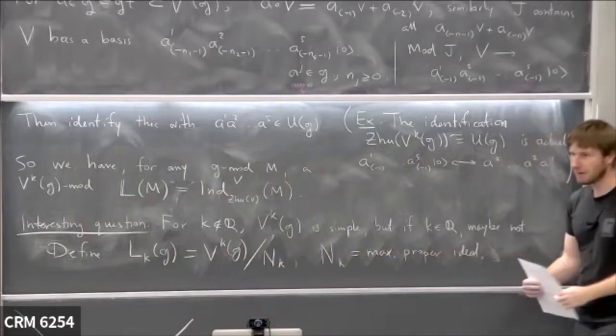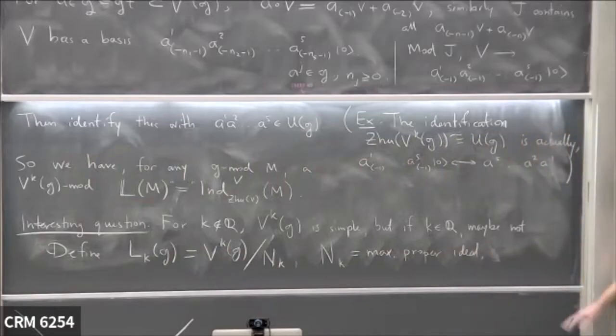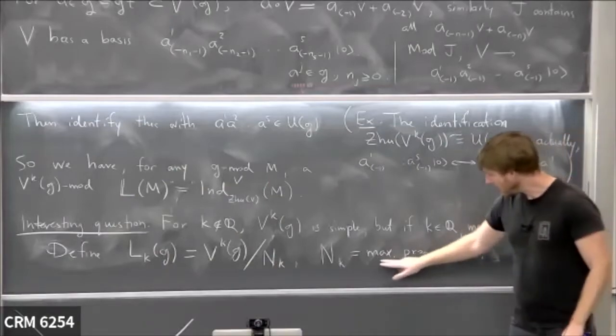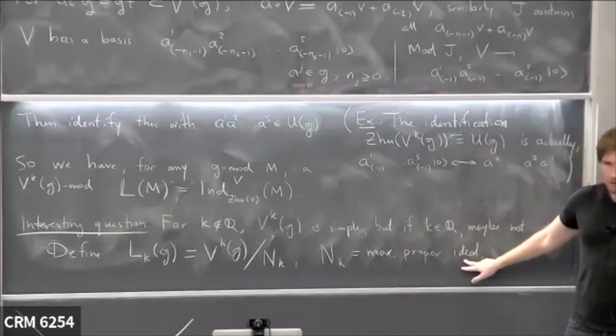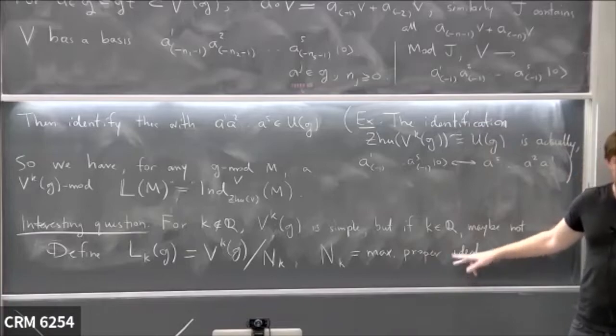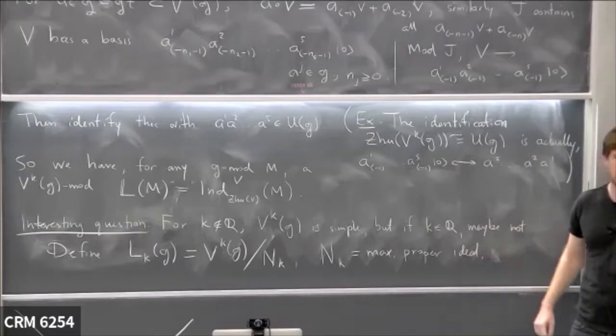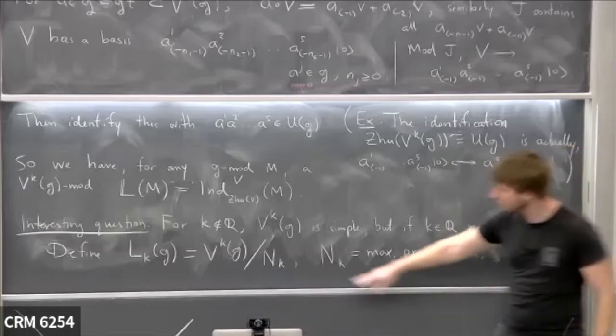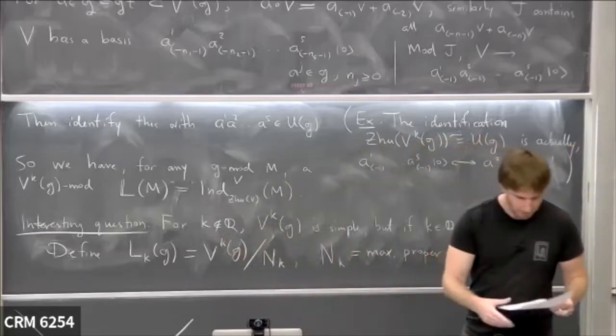What does an ideal mean? I haven't defined an ideal in a vertex algebra. You can kind of imagine what it might mean. In this case, ideals in the affine vertex algebra are the same thing as g hat submodules. So it's pretty familiar. So there's a maximal proper such thing. We'll divide by that and call the result L_k(g).